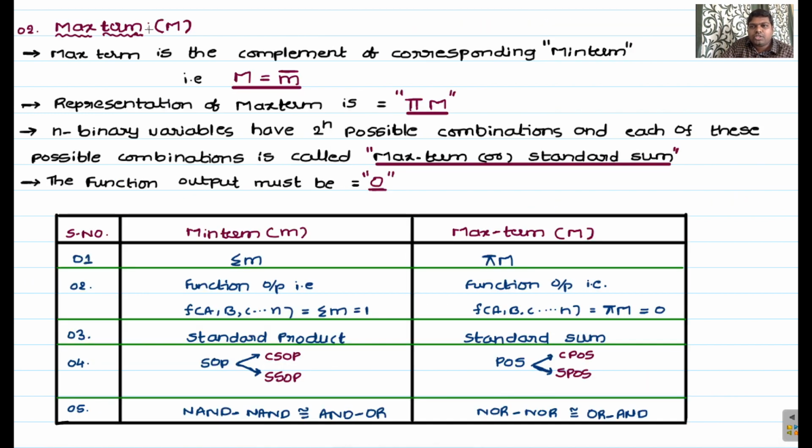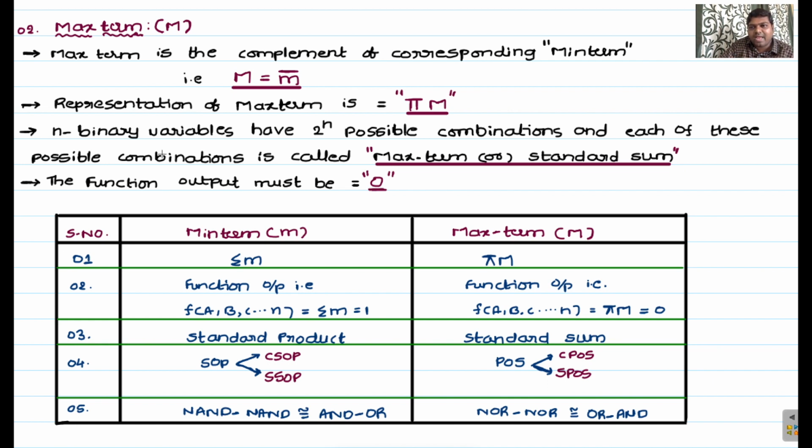So the max term is denoted with the capital M, and the max term is the complement of the corresponding min term. That means capital M equals small m bar. Okay, capital M equals small m bar, and the representation of this max term is pi M. Okay, pi capital M, that is the function representation. In the previous case the function representation is sigma small m, whereas in max term the function representation is pi capital M.